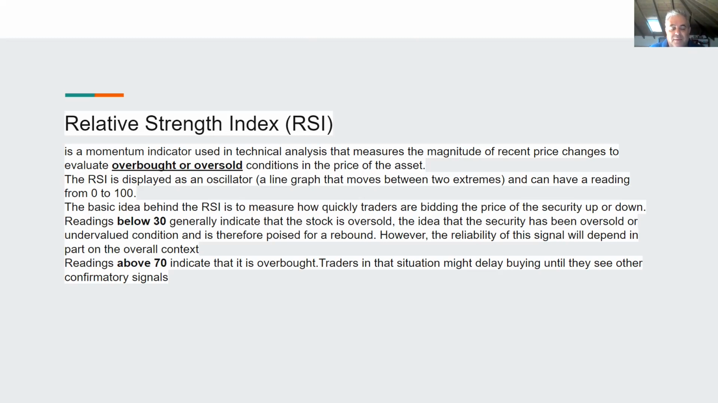Keep in mind that a reading above 70 indicates that it's overbought. That means it's pretty expensive to buy. So maybe we should wait a little bit until we get a better, cheaper stock price to enter the asset. Traders in that situation might delay buying until they see other confirmatory signals.